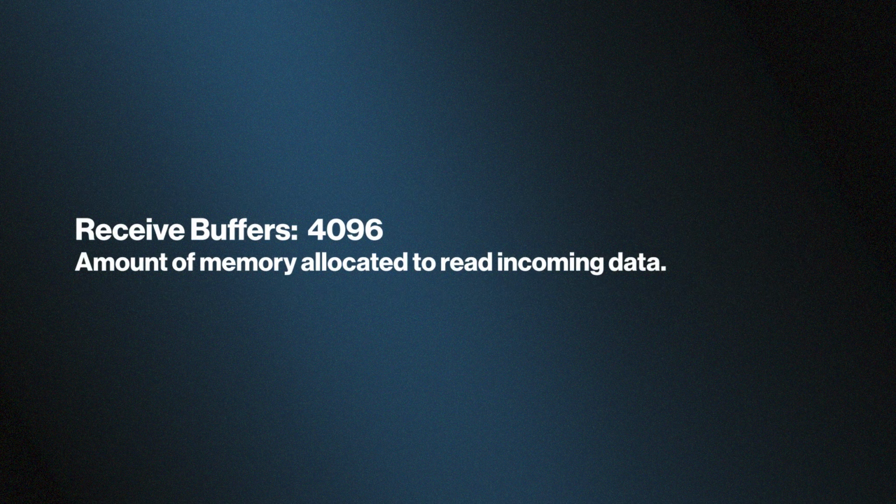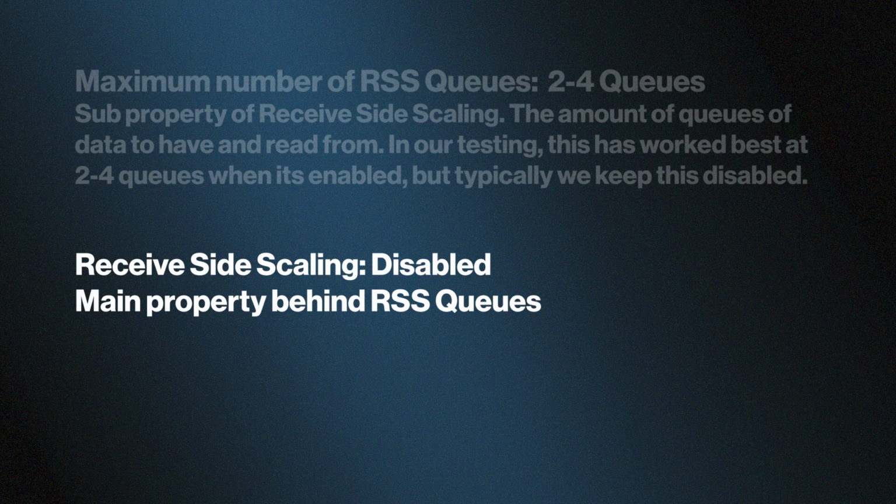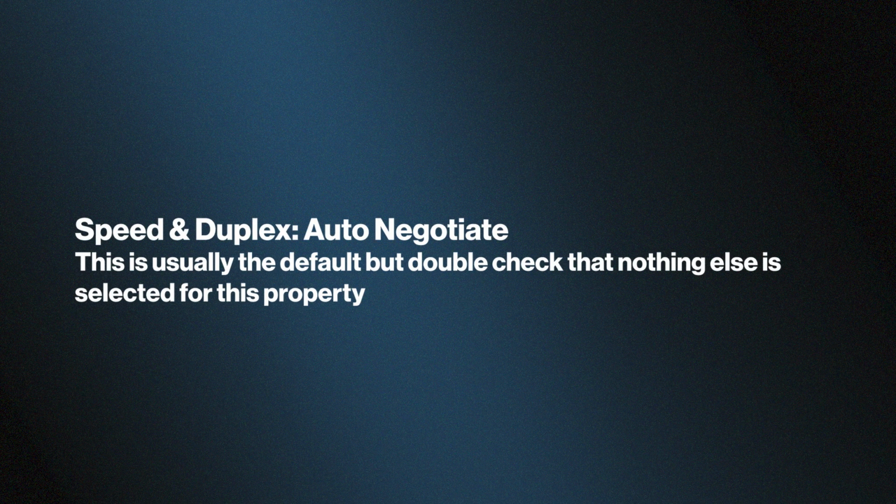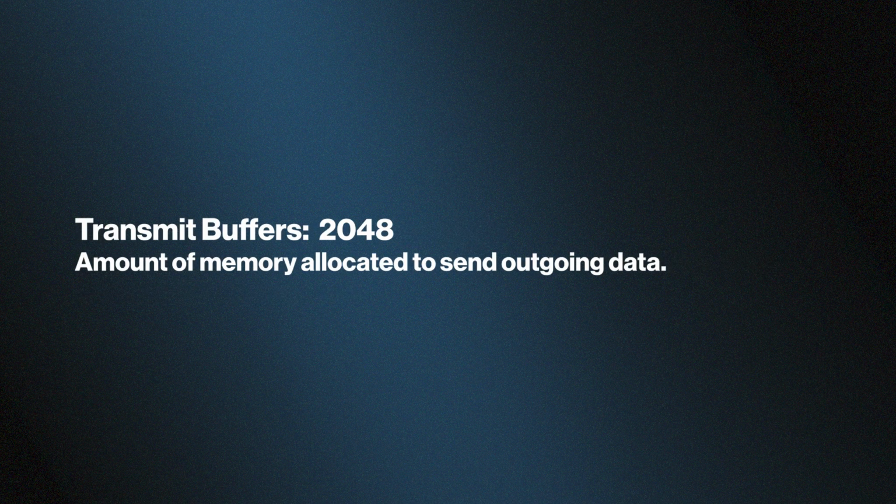Receive buffers. This is the amount of memory allocated to read incoming data. We typically set this to 4096. Receive side scaling, like we talked about earlier, is set to disabled, but when it's enabled, make sure to set maximum number of RSS queues to either 2 or 4. Speed and duplex. This is normally set to auto-negotiate by default, but double check that nothing else is selected for this property. We want auto-negotiate for this property. Transmit buffers is typically set to 2048, and this is the amount of memory allocated to send outgoing data. Basically the opposite of receive buffers.